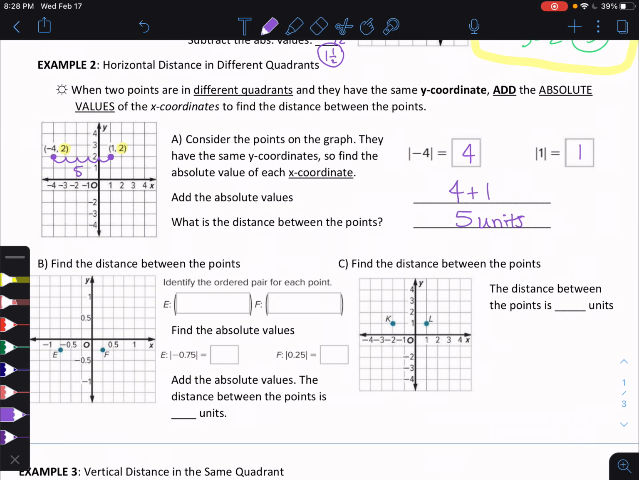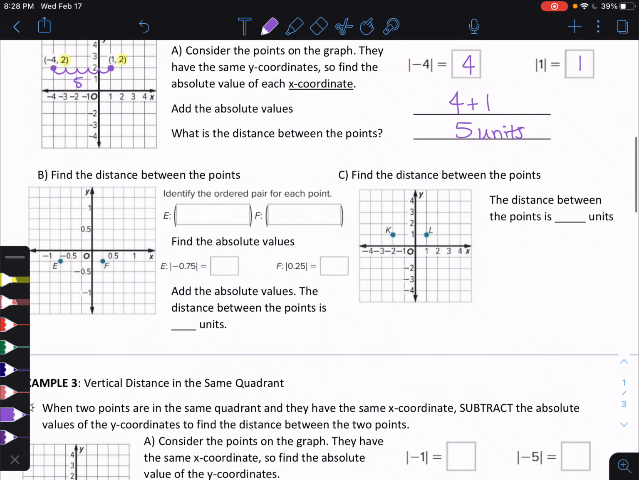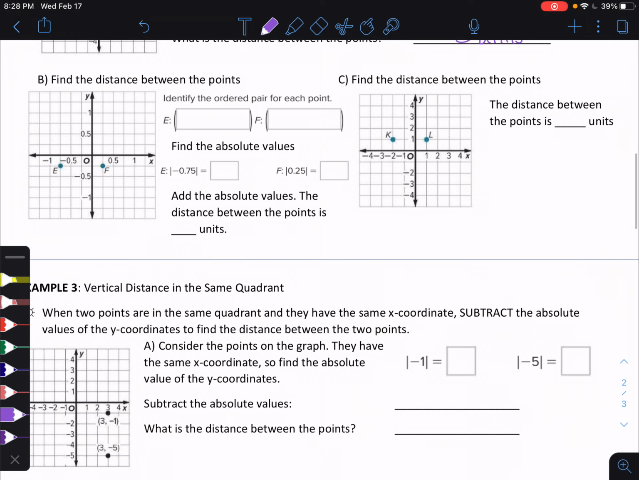So in B and C, we're going to do the same thing. Again, I can show that I can count the units and that what I get from counting should be the same thing with absolute value. Down here, we are looking at a scale of 0.5 on the graph. So every time I jump a box, it's actually 0.5. No, it's 0.25. I'm sorry, it's 0.25. So this is 0.25, 0.5, 0.75, 1. So this is one whole unit apart from each other.